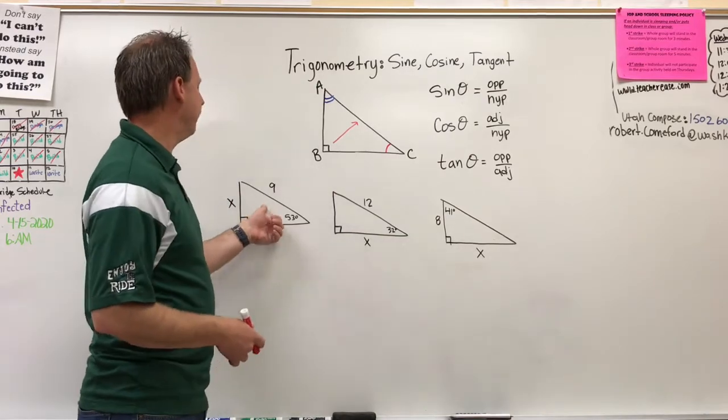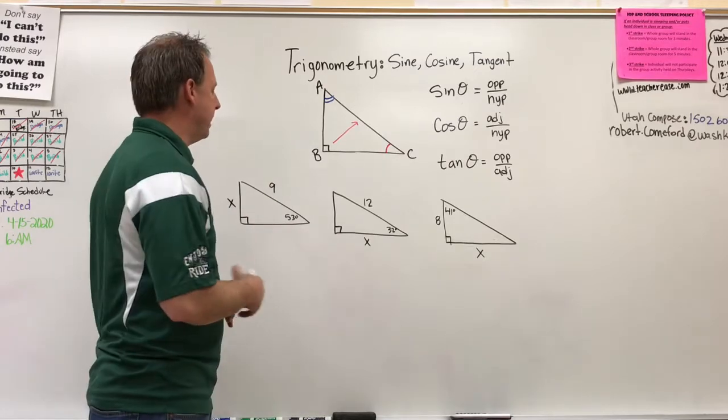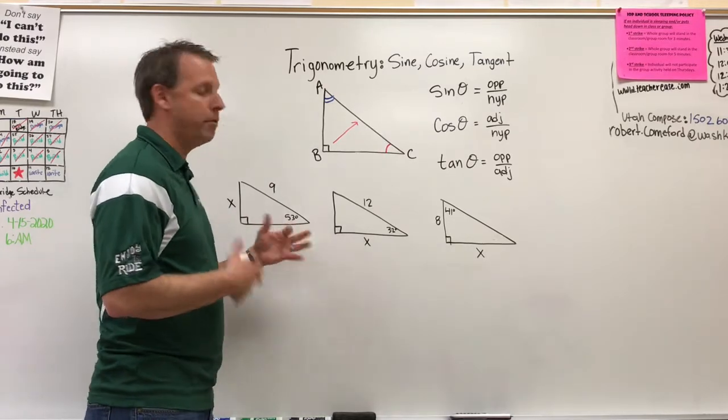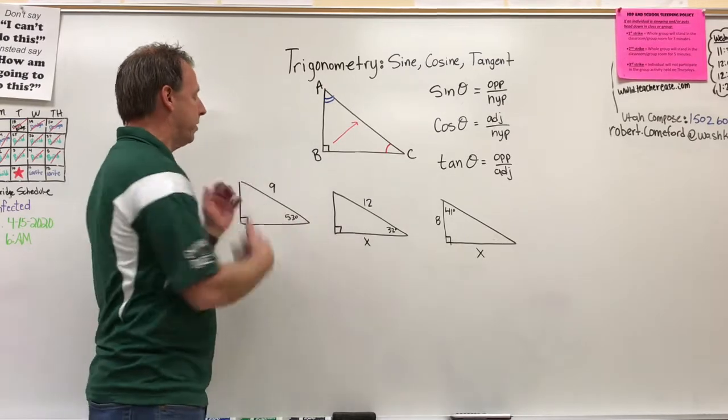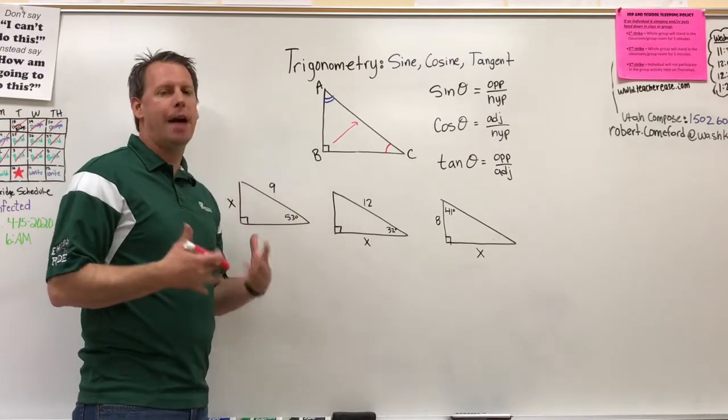So let's look at this first one. When I go about solving these kinds of problems, the first thing I'm going to do is identify what angle I have. Maybe I have all the angles. In this case, I don't. I'm missing an angle, but this 53, I'm going to use it.